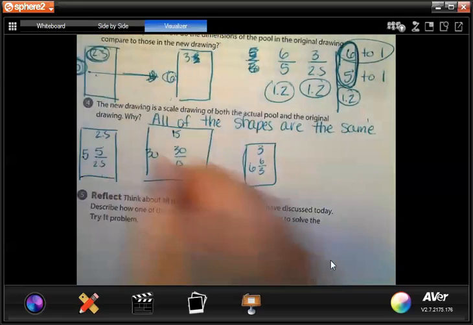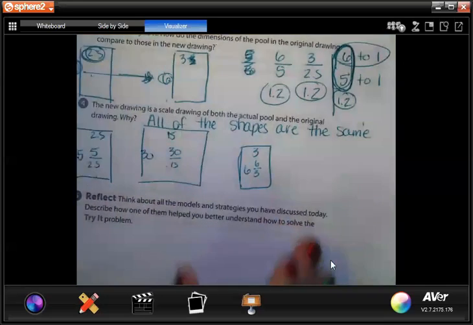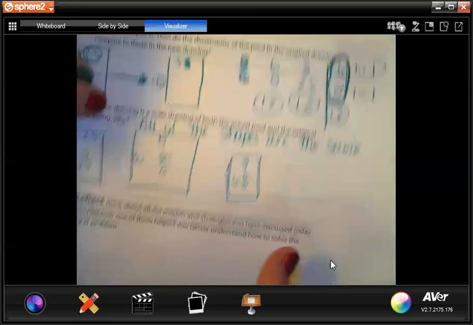So these are all the same shape. Now this one right here, there's a lot of different options that you guys could have had, so I'm not going to grade that.